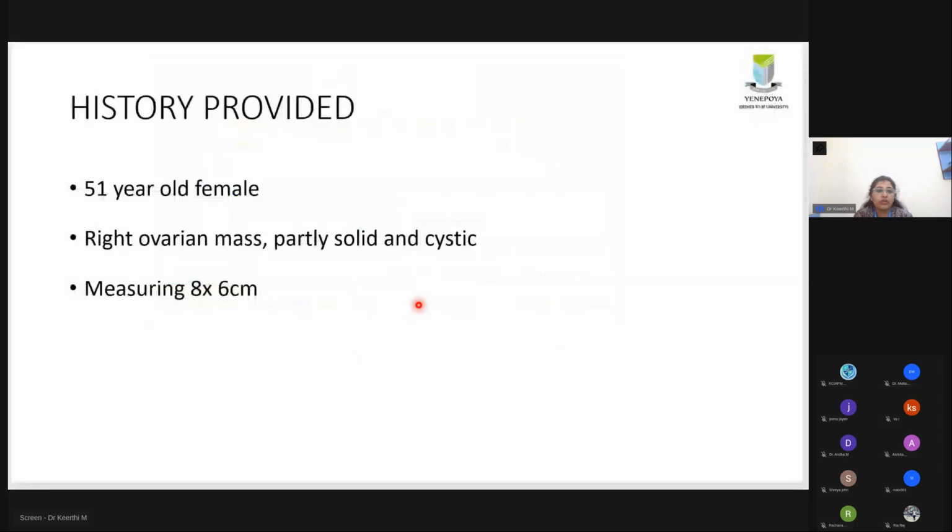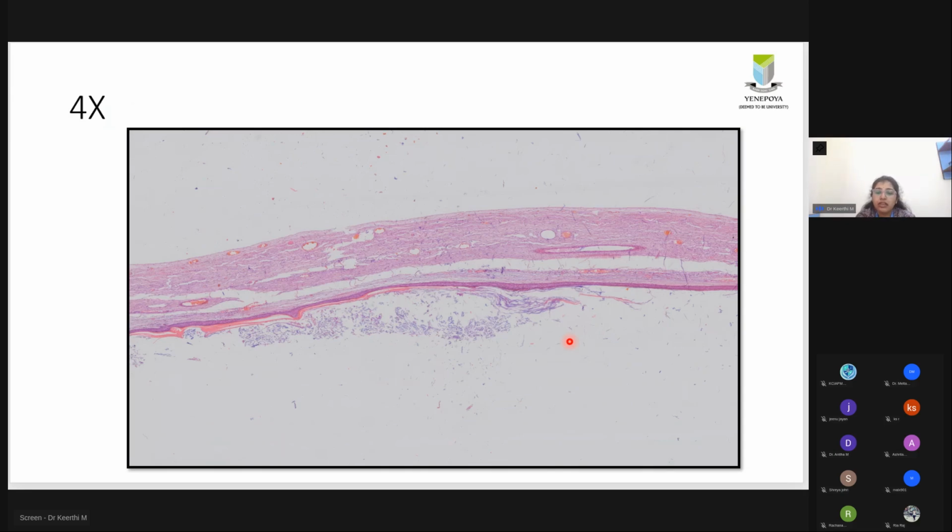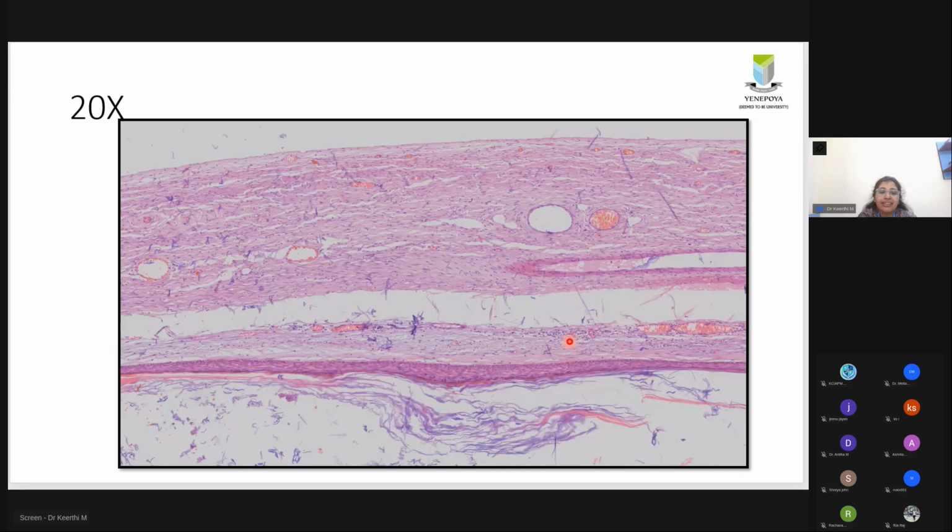So, the history provided was a 51-year-old female with a right ovarian mass, which is partially solid and cystic and measuring around 8 by 6 centimeters. So we have got two virtual slides. The first one, in the scanner view, you can see a cyst wall-like structure. In the 4x, the cyst wall is lined by an epithelium. In the higher power, this epithelium is stratified squamous epithelium with some keratinous material, and the subepithelial stroma is fibrocollagenous, and a few congested blood vessels are also seen.